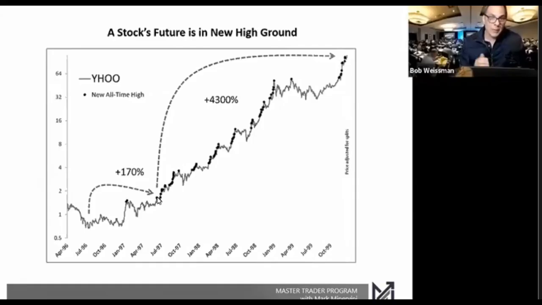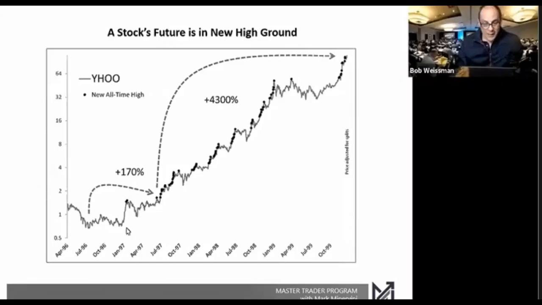A 50% drop takes a 100% gain to get even. So if you picked the low and it went back to new highs and you sold it, you would have made 100%. But take a look. That's only 100% from the low back to new high ground. From that point forward, every point higher, every quarter of a point higher is a new high. So the real action happens in new high ground.